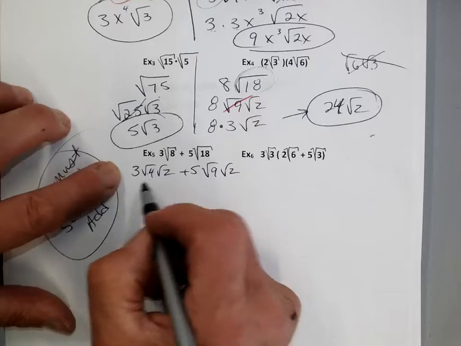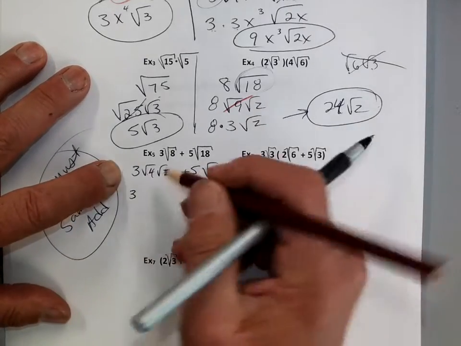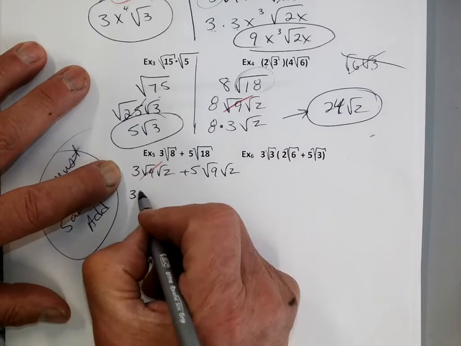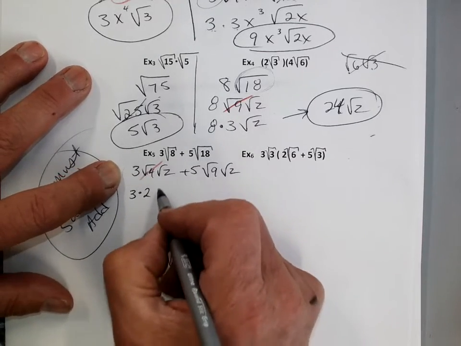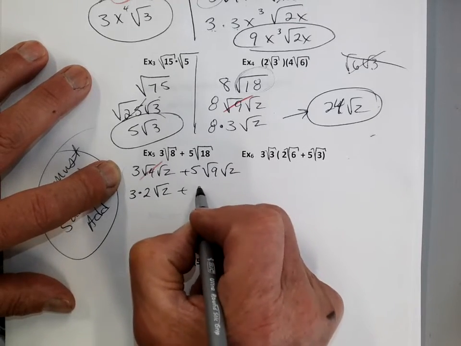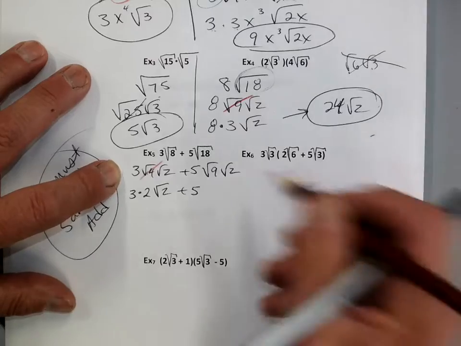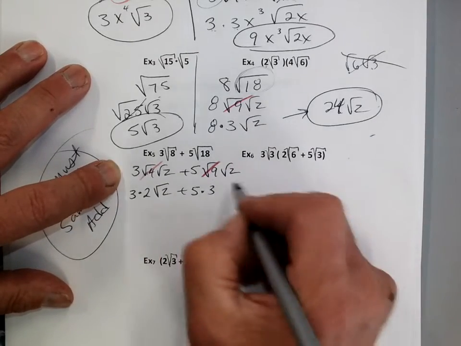So 3 is just a regular 3 whole number. Leave it alone. Square root of 4, though, I can do that. What's the square root of 4? 2 times 2. Square root of 2 is just an ugly, irrational number. Keep it a square root of 2 plus. Keep down the 5 as a whole number. Square root of 9, I can take the square root of 9. Becomes a 3. And then I get the square root of 2.